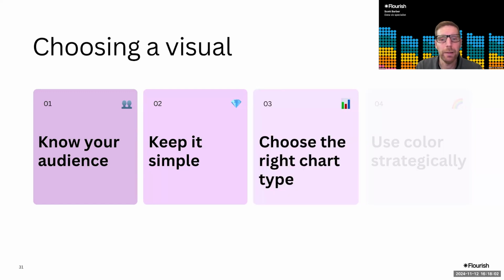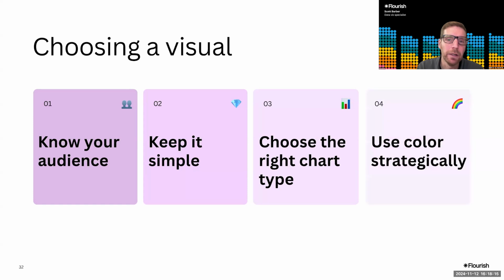Choosing the right chart type. We'll come on to this a little bit later as well, but how you choose the right chart can come back to the story you want to tell and the sorts of relationships you're showing in your data. And then using color strategically can be really useful as well. We saw on that cluttered slide that the colors were all over the place.